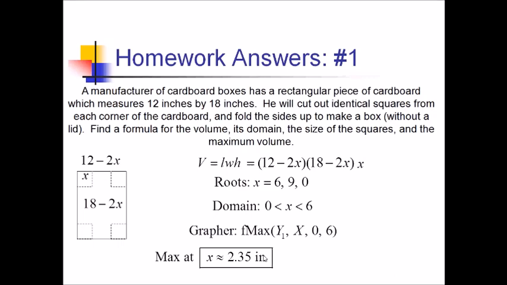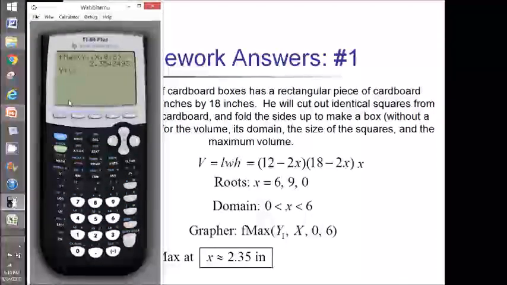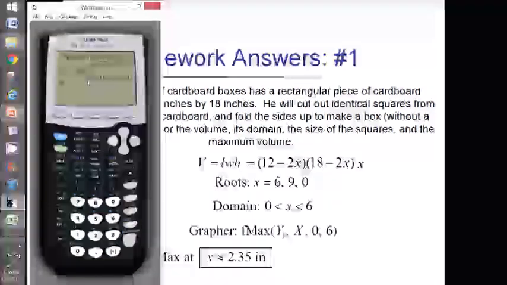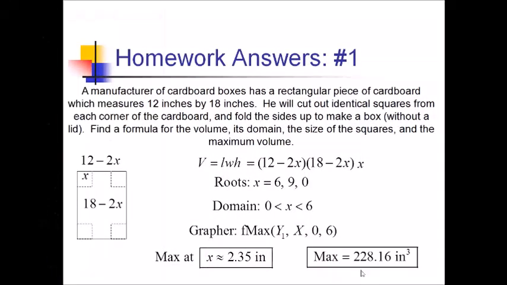Now to get the actual volume, I'm going to go back to the calculator and plug the answer I just got into y1. So again, alpha trace, call up y1, and now I'm going to open a parenthesis here, and I can use this like a function. I'll do second, and then this little minus to give my last answer as the input here. Plugging that in, I get about 228.16, and that's going to be cubic inches, because this is volume.